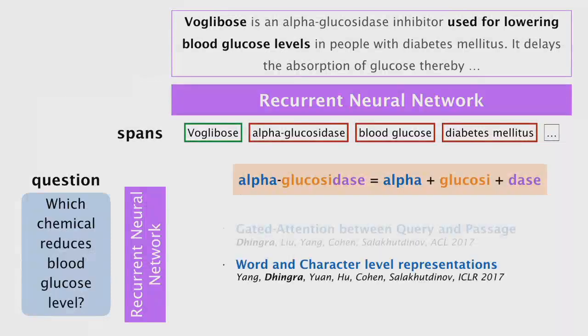Yet another bias that works well here is, so during training, there may be certain rare words in our passages. And in this case, what we can do is, instead of modeling their representations independently, we can model them as a composition of the different characters in those words. So for example, here, alpha-glucosidase, the meaning of that has something to do with its constituents. And this really helps in building better representations of some rare terms and concepts in a domain.